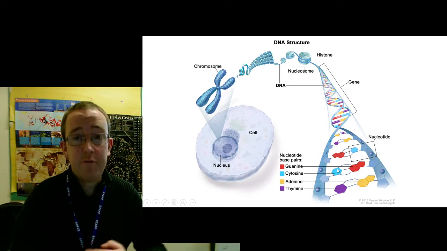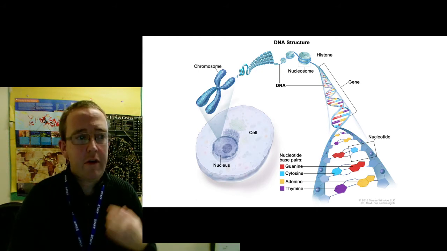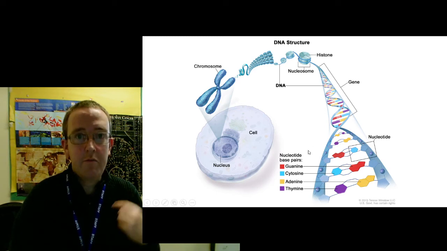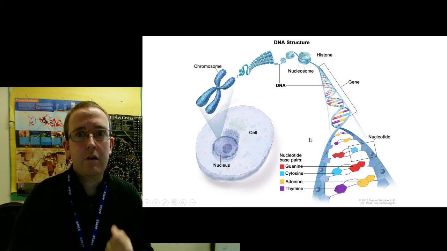The only thing that's different between you or a plant or a bacteria or an insect is the order of these bases in this molecule of DNA. The molecule itself, same structure regardless of species, but it's the order that makes you different from any other organism.